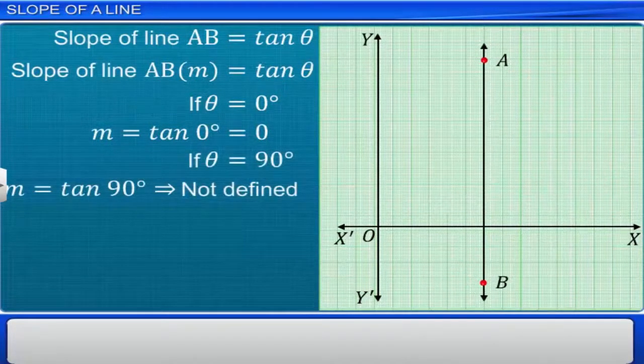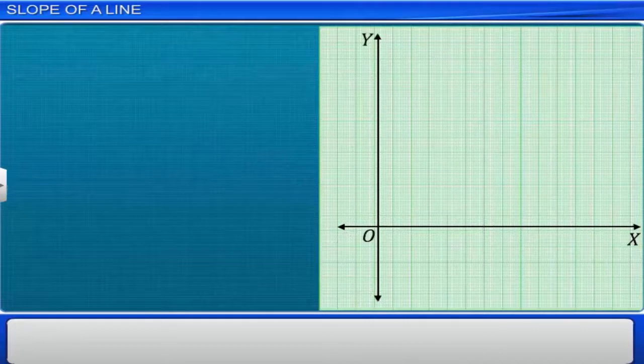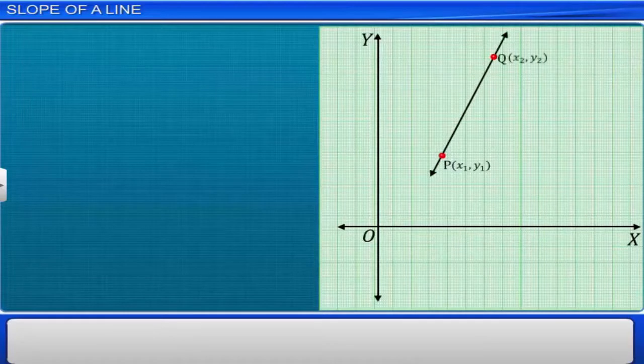Let us learn how to find the slope of a line passing through two given points. Let P(x1, y1) and Q(x2, y2) be 2 points on a non-vertical line L, whose inclination is theta. Since the line is not a vertical line, x1 is not equal to x2. Hence, theta may be an acute angle or an obtuse angle. First, let us consider the case when theta is an acute angle.